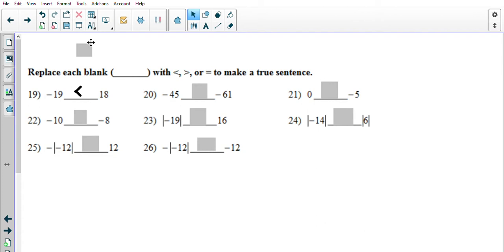Number 20, negative 45 and negative 61. Now, if these were positives, 45 would be less than 61, but as negatives, negative 45 is actually greater than negative 61. So again, I like to think of them as positives and say, well, I know 45 is less than 61, but I got to flip that around when they're both negative. Number 21, 0 and negative 5. 0 is definitely greater than negative 5. Number 22, negative 10 and negative 8, very similar to question 20. Negative 10 is less than negative 8.